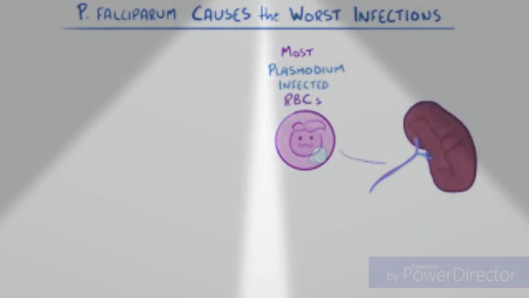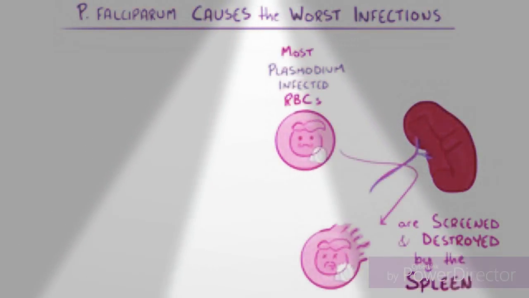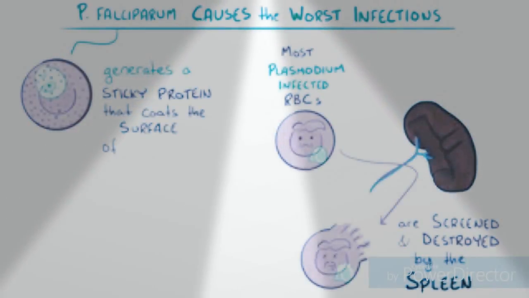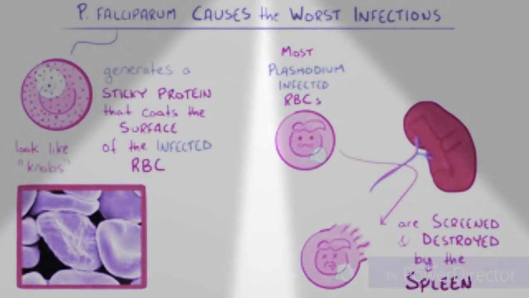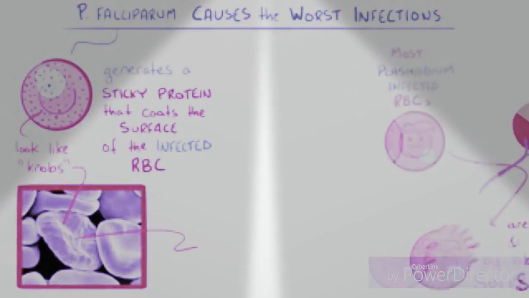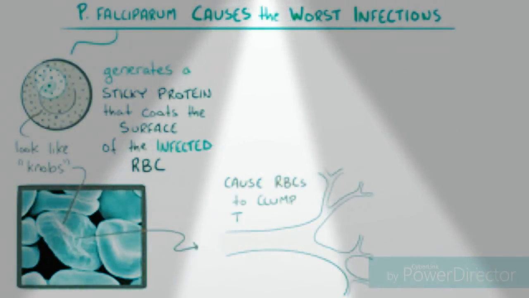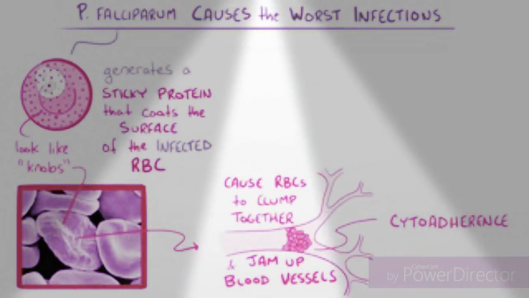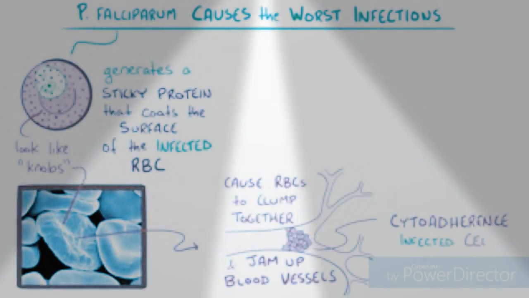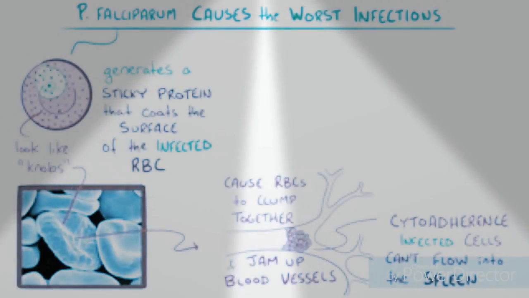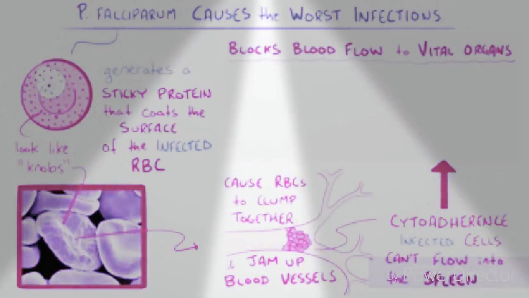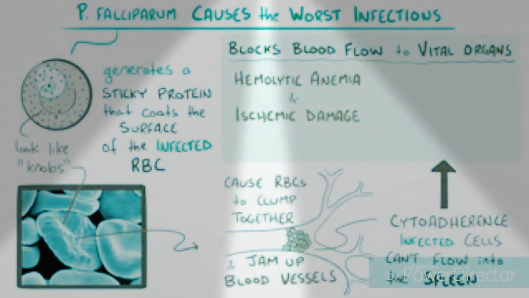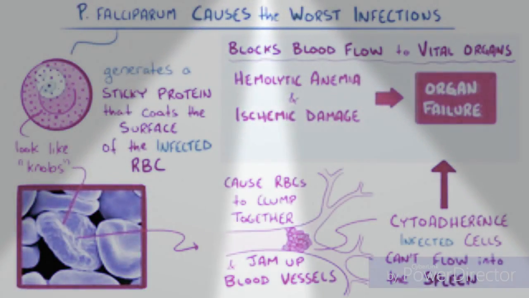Most Plasmodium-infected red blood cells get screened and destroyed by the spleen. Plasmodium falciparum, though, avoids this fate by generating a sticky protein that coats the surface of the infected red blood cells, and these look like knobs or little bumps. This protein causes the red blood cells to clump together and jam up tiny blood vessels, a process known as cytoadherence. This literally blocks the flow of blood so that infected cells aren't able to flow into the spleen, and it also blocks blood flow from reaching other vital organs, which can wreak havoc on them. Between hemolytic anemia and ischemic damage from blocked blood flow, organ failure can set in pretty quickly.